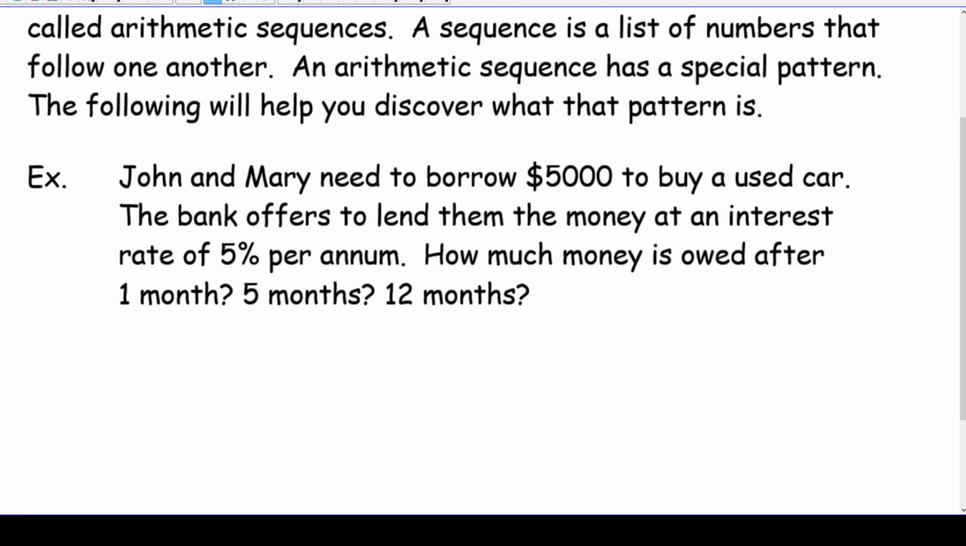It says John and Mary need to borrow $5,000 to buy a used car. The bank offers to lend them the money at an interest rate of 5% per annum. How much money is owed after 1 month, 5 months, and 12 months? So if we talk about just the language being used in this question before we move on, what does per annum mean?